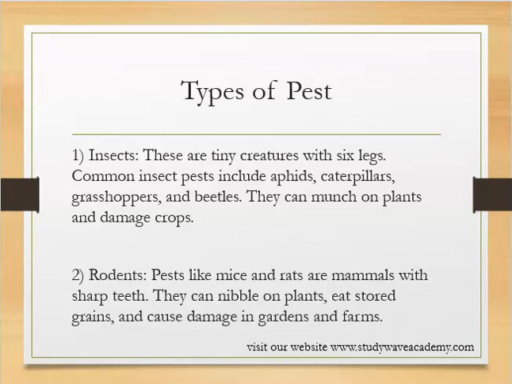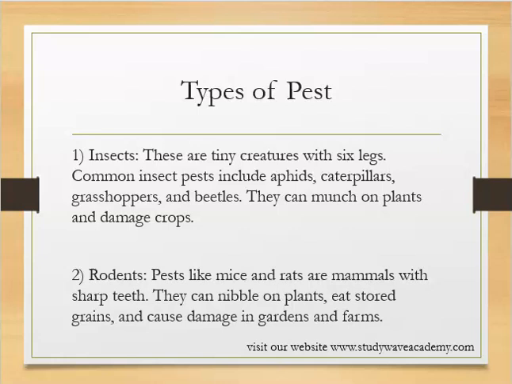Insects are tiny creatures with six legs. Common insect pests include aphids, caterpillars, grasshoppers, and beetles. They can munch on plants and damage crops. These insects damage the crop.